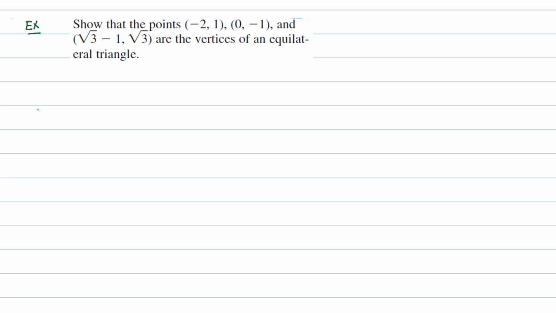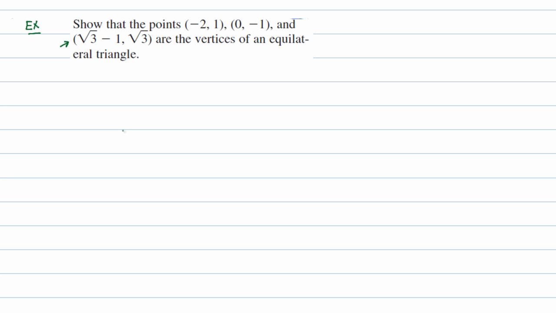Now I'm going to do this without actually graphing it. Graphing (-2, 1) is easy. Graphing (0, -1) is easy. But graphing this is a mess, and I just don't feel like graphing a messy point. But you start asking yourself, how can you show that those points form an equilateral triangle without even graphing it? Because graphing it might convince you that it's an equilateral triangle, but it's not proving it.